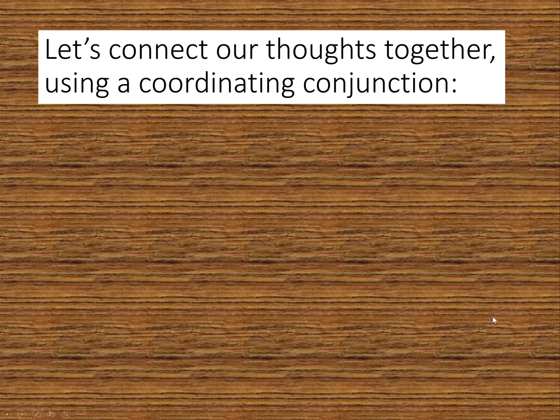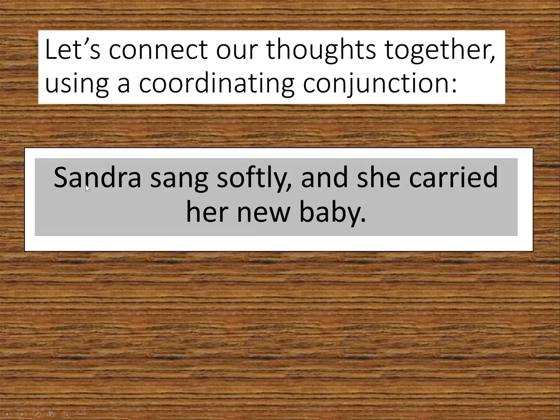All right, let's connect those thoughts together, right? Sandra sang softly. She carried her new baby. We'll connect them together using a coordinating conjunction. We could say, Sandra sang softly, comma, and she carried her new baby. I wonder if you can spot our coordinating conjunction. A hint is that you always put a comma before a coordinating conjunction. Sandra sang softly, and she carried her new baby. So our coordinating conjunction is this word and.